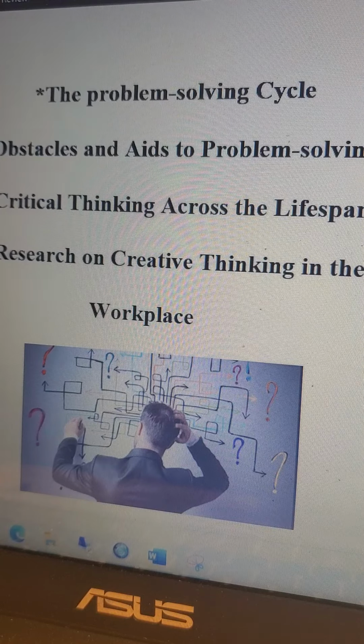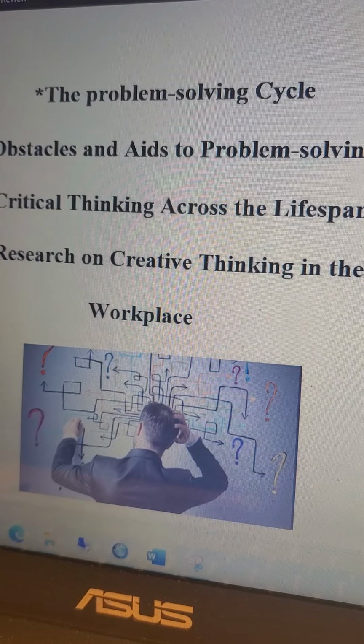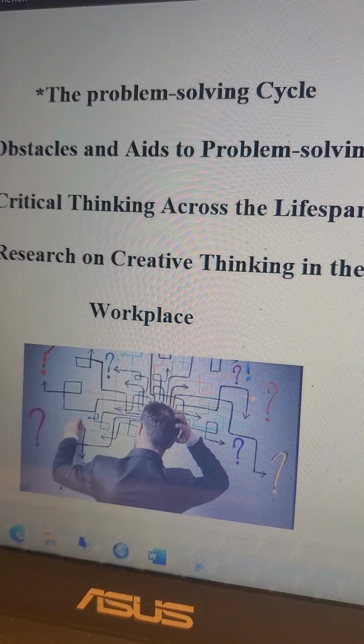Step 6 is monitoring. It's important to stay on track and measure if the efforts or steps being taken are actually solving the problem. Then step 7, the final step, is the evaluation. Was the problem solved correctly and appropriately? Let's take a look at some obstacles and aids to problem solving.